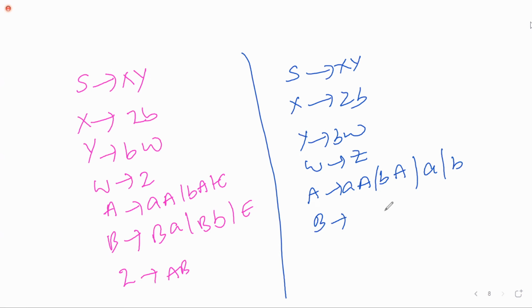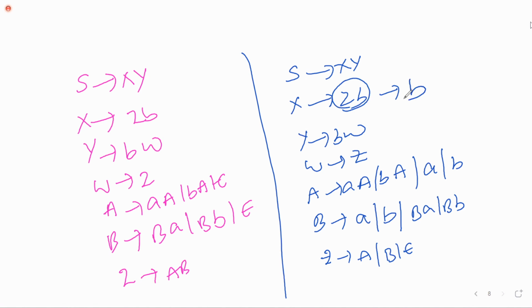Next, B tends to BA, BB. If you substitute epsilon in place of B, you get A, next is B. Next, in place of Z, if you substitute epsilon, you'll get A or B or epsilon. Again, you're having epsilon here. In place of Z, if you replace epsilon, this part will become B and this part will become B. Again, W is deriving epsilon, so this part will become B only. Now, W to epsilon I have removed, Z to epsilon I have removed.